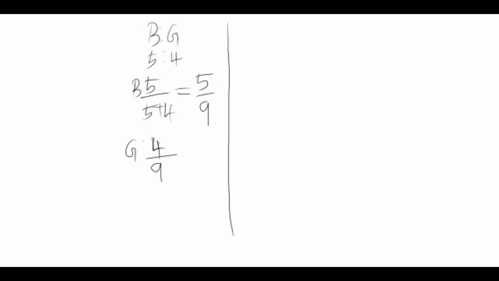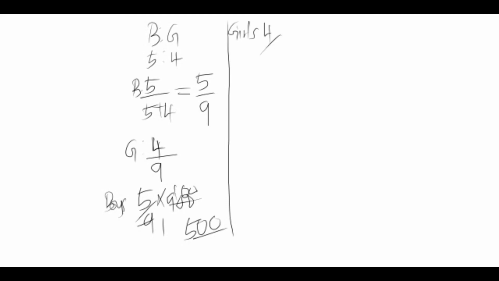So the total number of boys in the school will be given by 5/9 multiplied by 900. That's the total population, so that we can know the number of boys. By 9 is 1, by 9 is 100. 5 times 100 is 500. That's the number of boys. Then for girls, we have 4 over 9 multiplied by 900. By 9 is 1, by 9 is 100. 100 times 4 is equal to 400 girls.